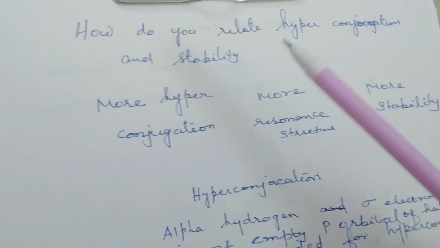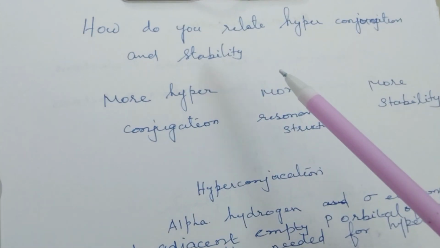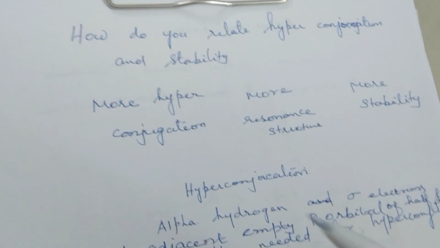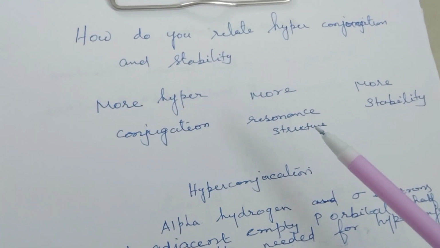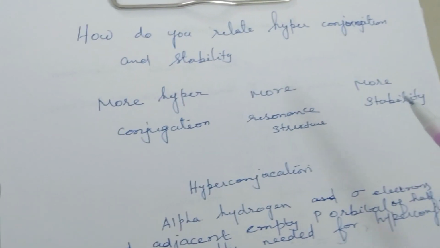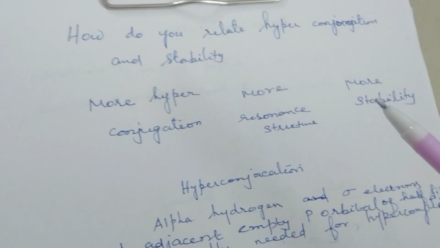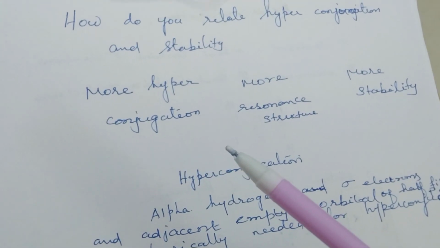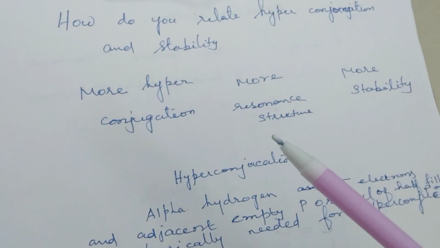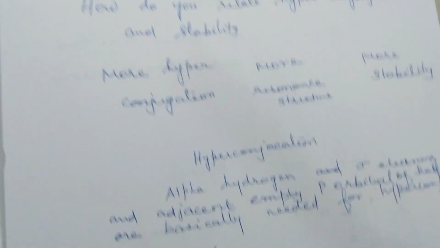How do you relate hyperconjugation and stability? More hyperconjugation means more resonance structures, then stability is more. This is the relation between hyperconjugation and stability. More hyperconjugation, more resonance structures, then stability is more.